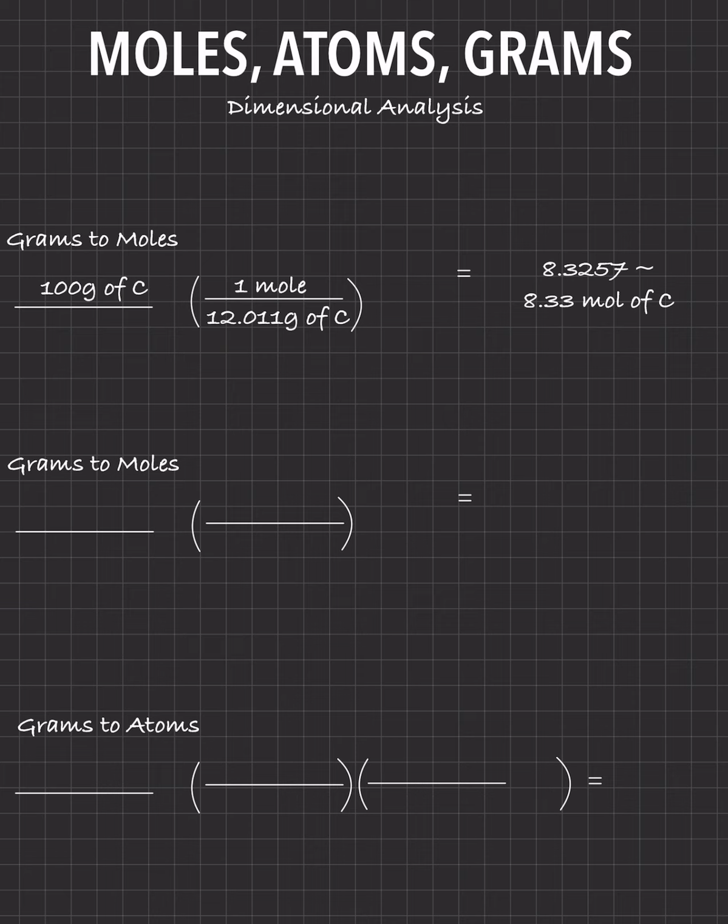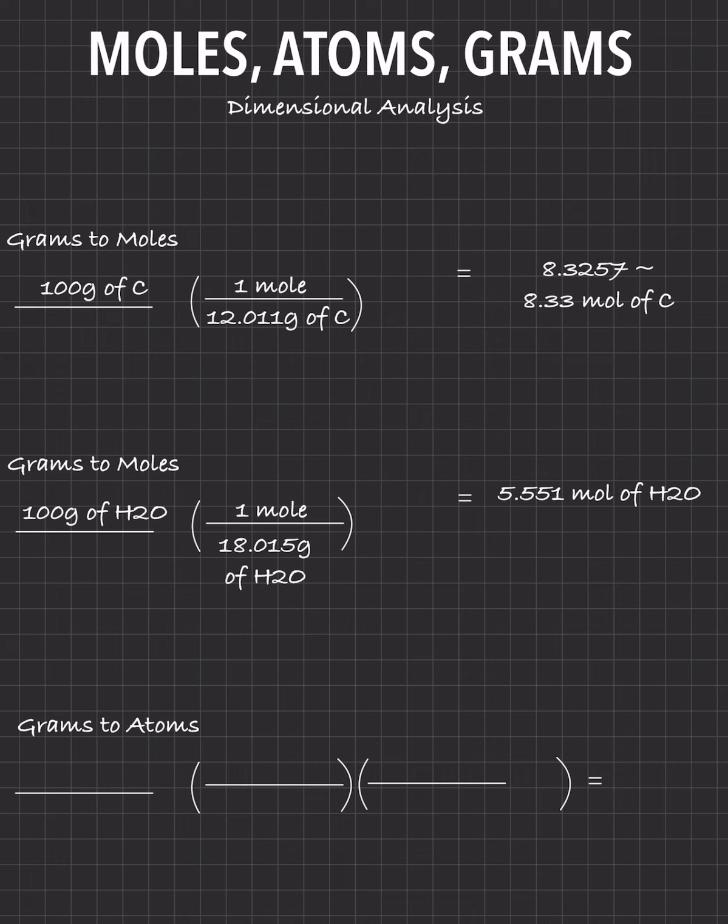Now, let's do grams to moles again. If I have 100 grams of water, what am I going to do? First, you have to calculate the molar mass of water, which is going to be 18.015 grams of water, and that's in 1 mole of water. Again, those are going to cancel, and you're going to be left with around 5.551 moles of water.